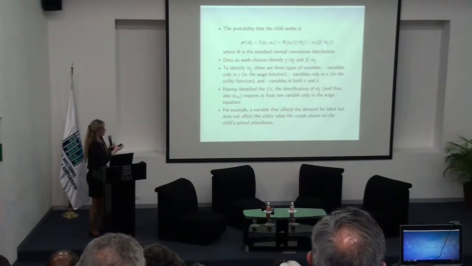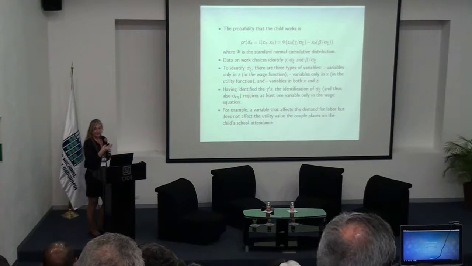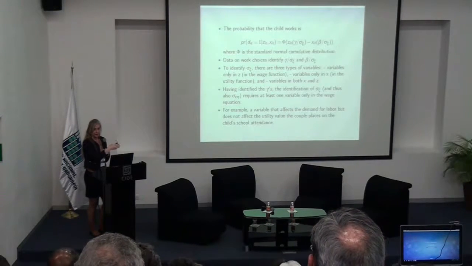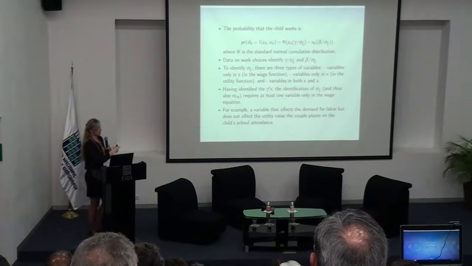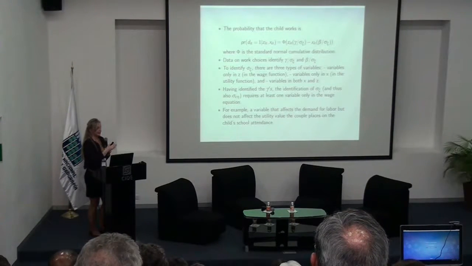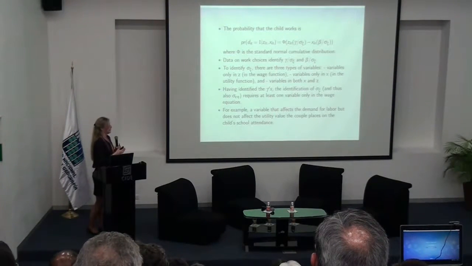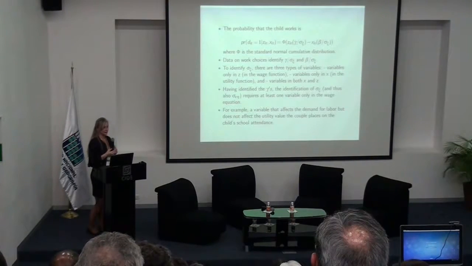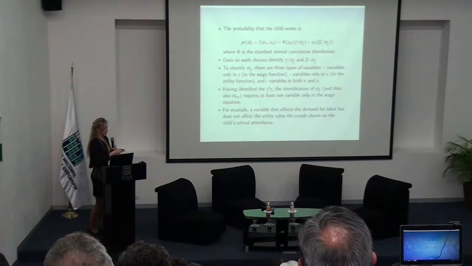So why is that interesting? We can get all the different parameters from the model, but a crucial thing is to have one Z variable that's not an X. That's what economists call an exclusion restriction: one variable that only affects the child's wages and doesn't affect the value of schooling.